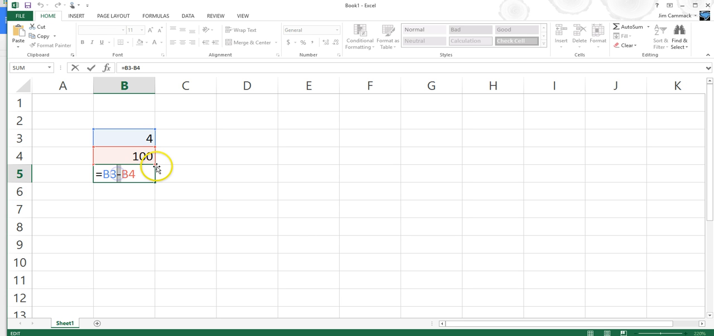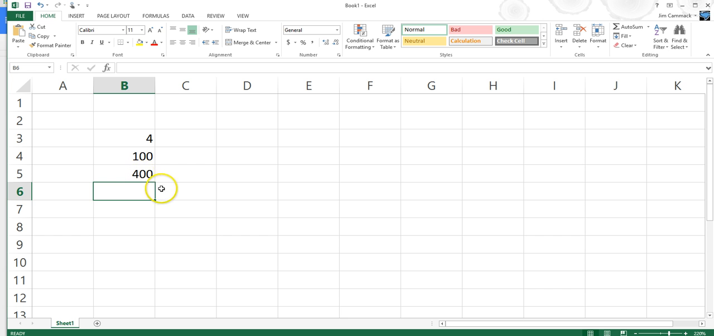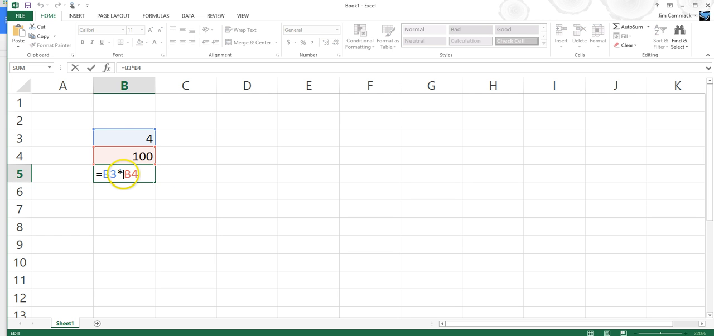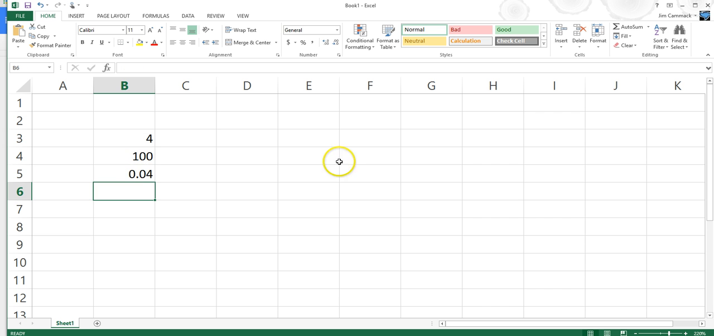If I want to multiply those two together, I'll put an asterisk in there, depending on how you want to pronounce it. B3 times B4. Notice when I press enter, it's 400. If I wanted to divide B3 by B4, I put a slash in there. And so that's B3 divided by B4. That's a forward slash, by the way. And so the answer to that, 4 divided by 100, is 0.04.